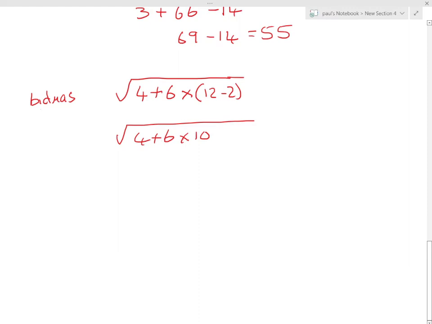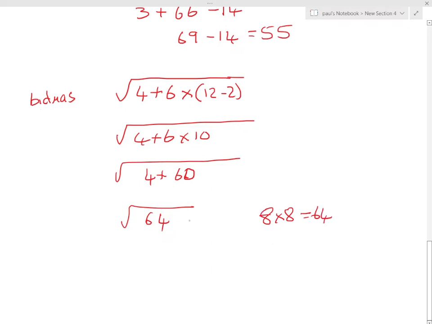So what do we do here? We've got a multiply that comes before the add. So that will be 64. That will be 60 plus the 4. So we've got 64. Now we need to find the square root of 64, and the square root is a number that multiplies by itself to make 64. So 8 times 8 equals 64. So the square root of 64 equals 8. BIDMAS, yeah, the right way around.